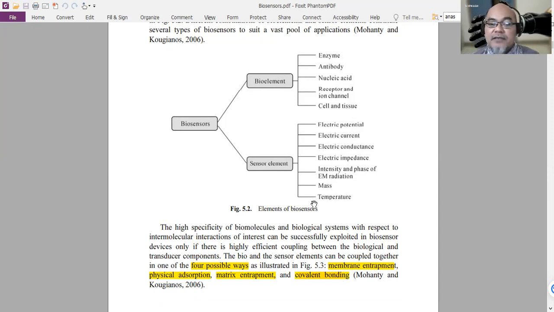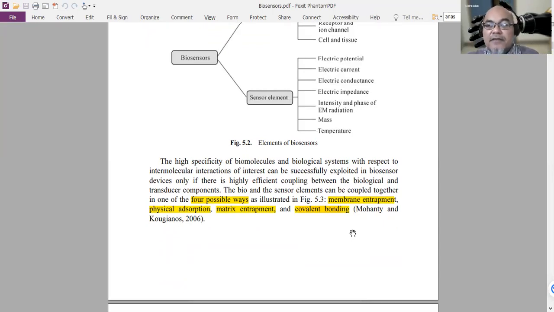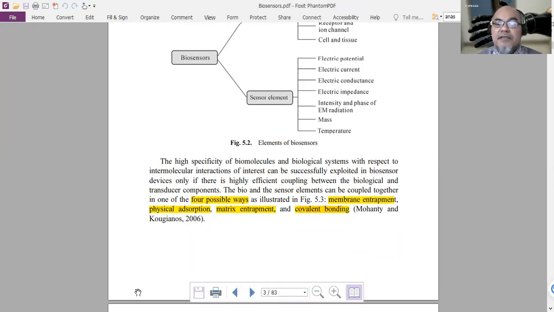also an electrical impedance sensor. So based on this, one of the important aspects in the biosensor is how we can couple the action that occurs in the bioelement to be recognized by the physical transducer, by the physicochemical transducer. And here that important component is called immobilization. Immobilization is the way we immobilize.